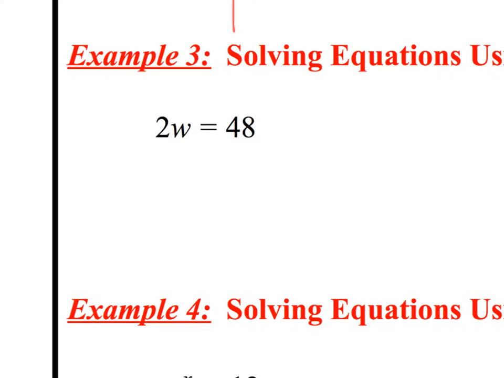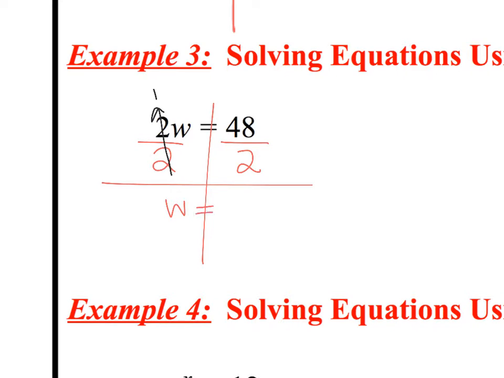When we see a number right next to a variable like this, what operation is that? Multiplication. In class, everyone, what is the inverse of multiplication? Division. Great. So we're going to divide by 2. You're going to see me use the fraction bar to show division. If you like to use the division sign, go ahead. But I would encourage you to get comfortable with using the fraction bar. So this goes to 1, which is why I get to cross it out. And W is equal to 48 divided by 2. Now you could do 40 divided by 2 is 20. And 8 divided by 2 is 4. Put them together, 24.